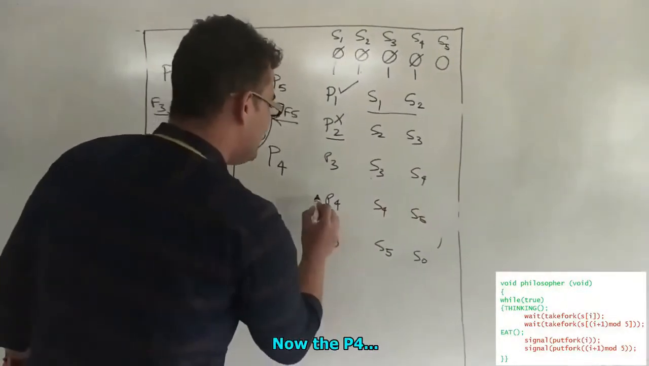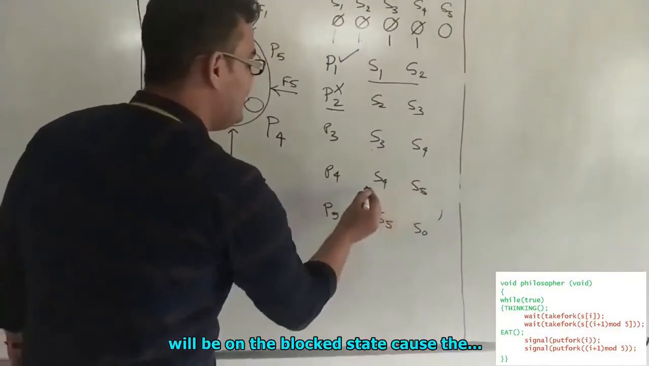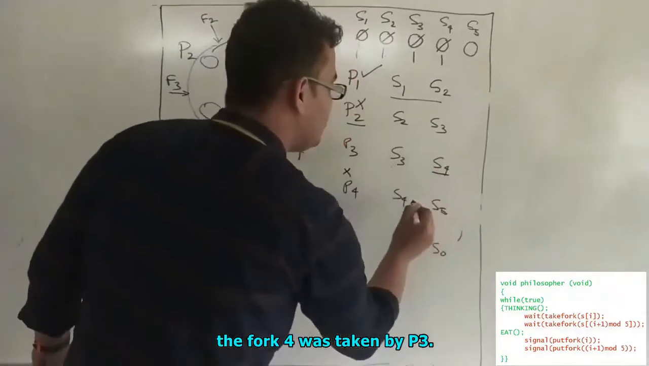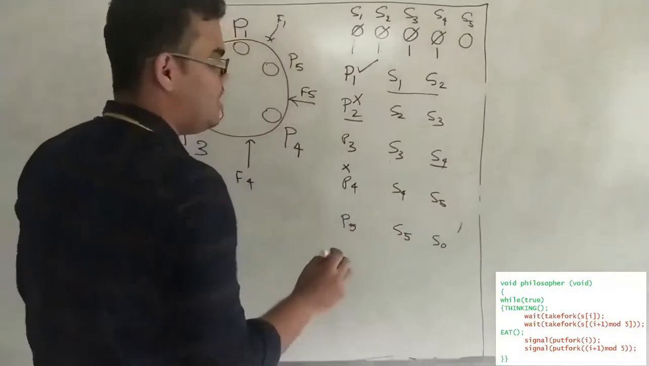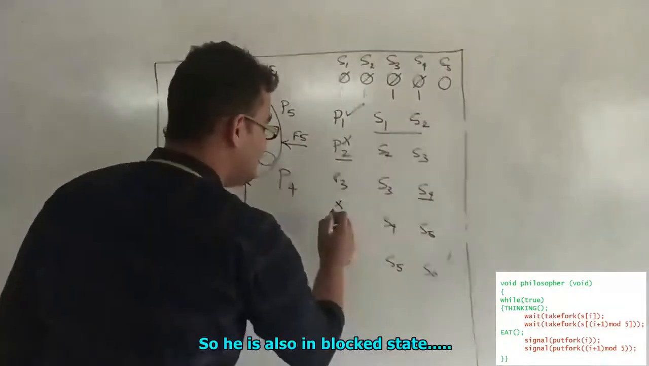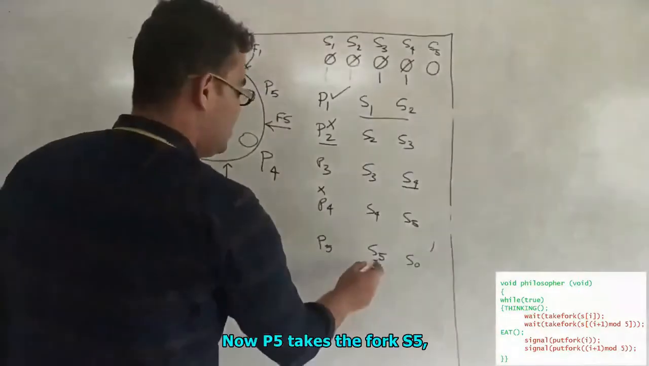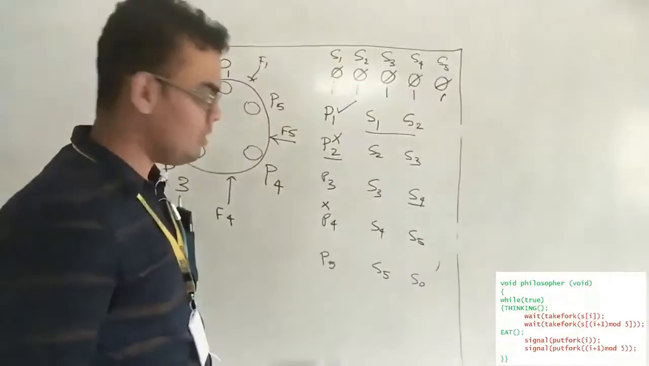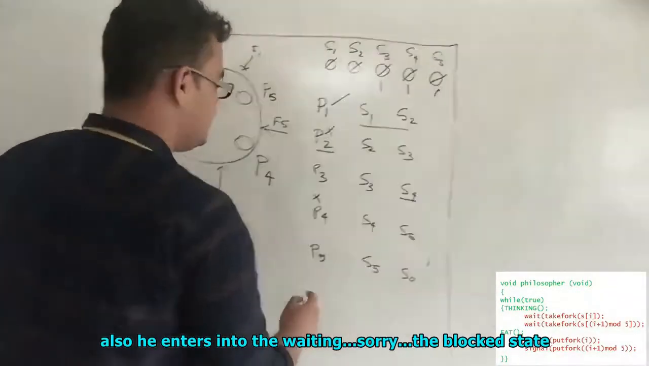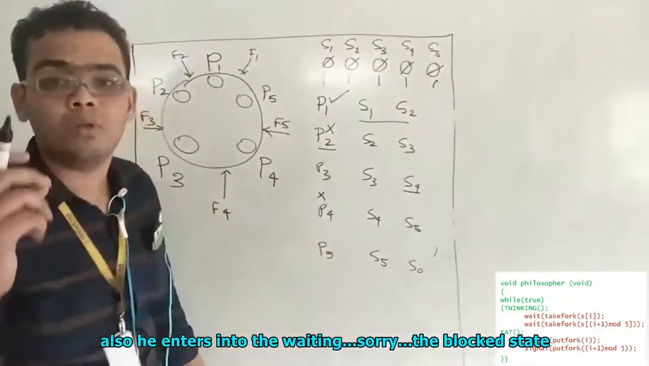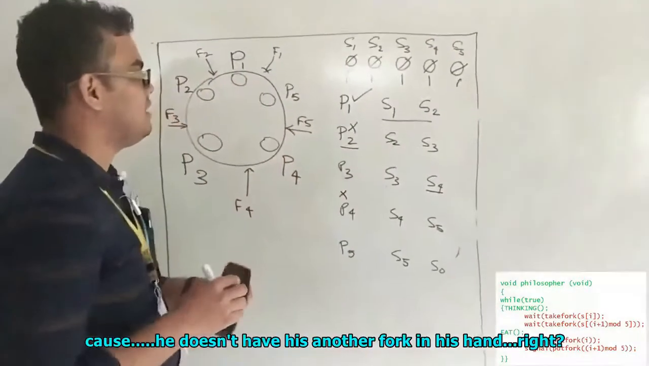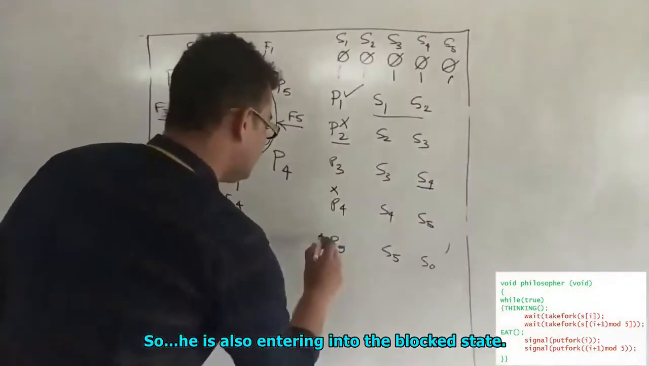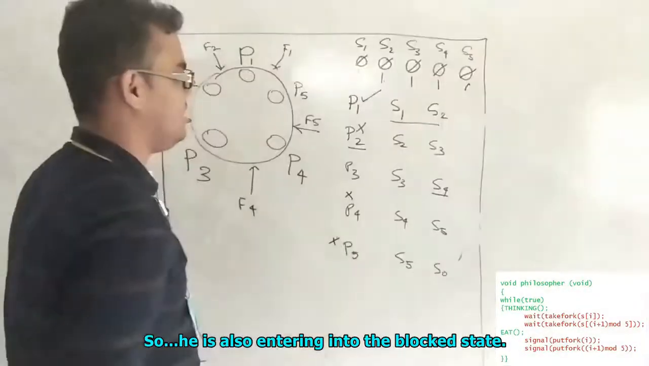Obviously, now P4 will be in the blocked state because fork 4 was taken by P3. P4 couldn't eat, right? So he is also in the blocked state. Now P5 takes the fork S5. He also enters the blocked state because he doesn't have another fork in his hand, right? So he is also entering the blocked state.